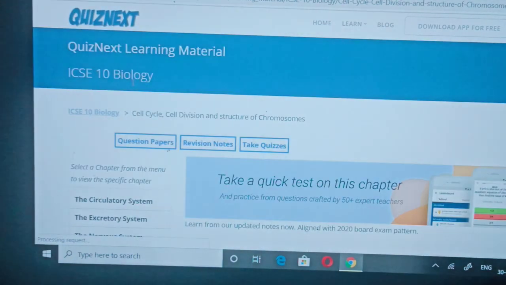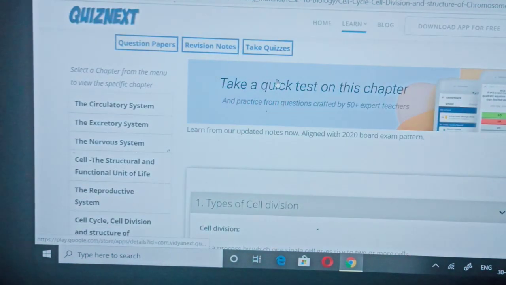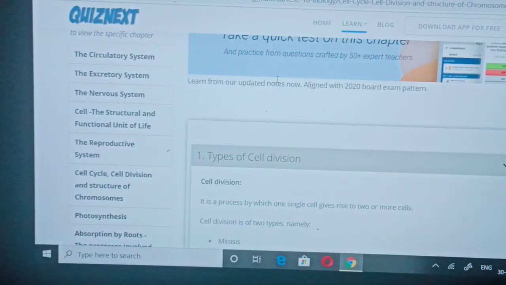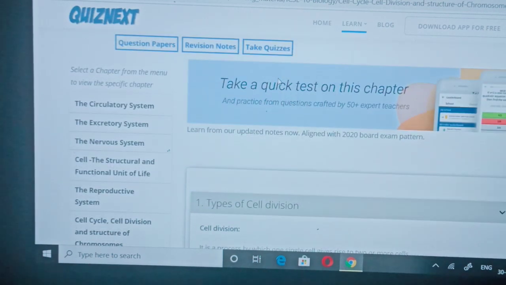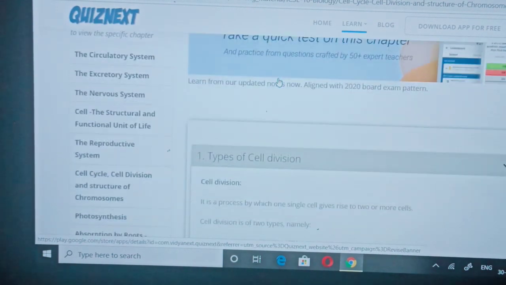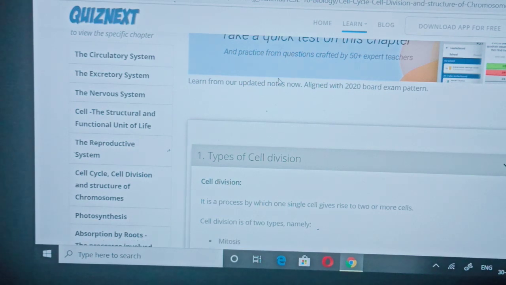So this unit, when it divides, when it doubles, then that unit is increasing, and the outcome is growth. For growth, cell division is required, and for cell division, a cell has to undergo a cyclic manner, or a cell cycle. These two topics are related and you have to study them.